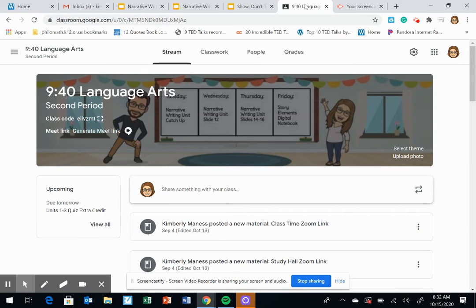We are continuing on with our narrative writing unit. Today we are going to complete slide 14, and 15 or 16 are example slides for showing instead of telling. So we're going to do a little mini lesson first.